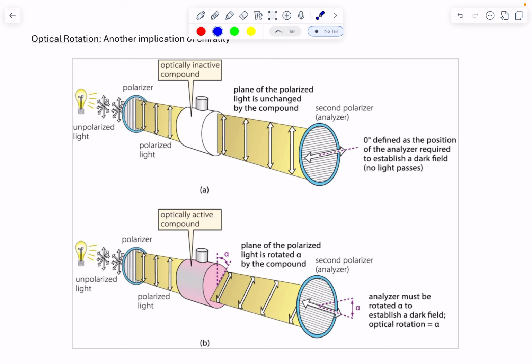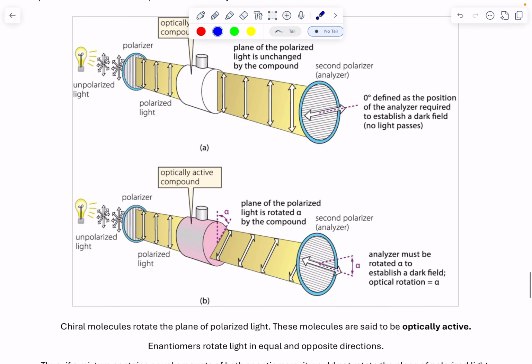So why are we talking about this? Well, molecules that have chiral centers are optically active. So if you shine polarized light through a sample of a molecule that has chirality, it will rotate the plane of polarized light. So chiral molecules rotate the plane of polarized light. We say that these molecules are optically active.